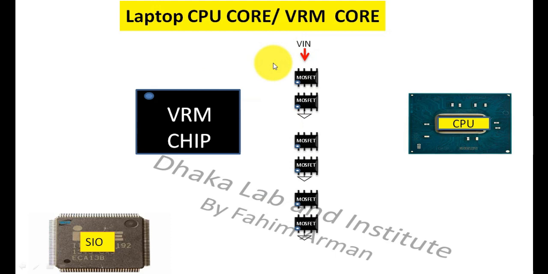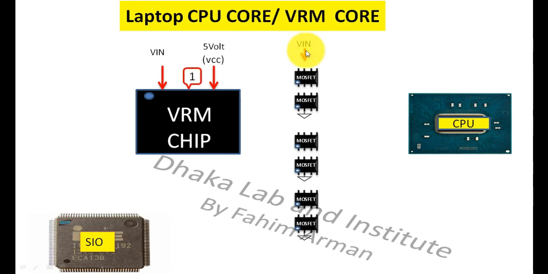First I will introduce this section with you. First there is the CPU or processor, then there is the VRM chip, and this is the SIO or IO chip. So first I will show you how these parts will perform. First there will be VIN voltage from the adapter or maybe battery, and there will be VCC 5 volt, and this is the first step of that section.